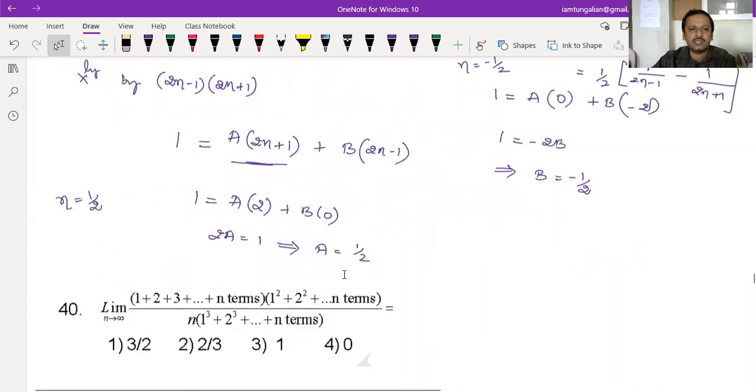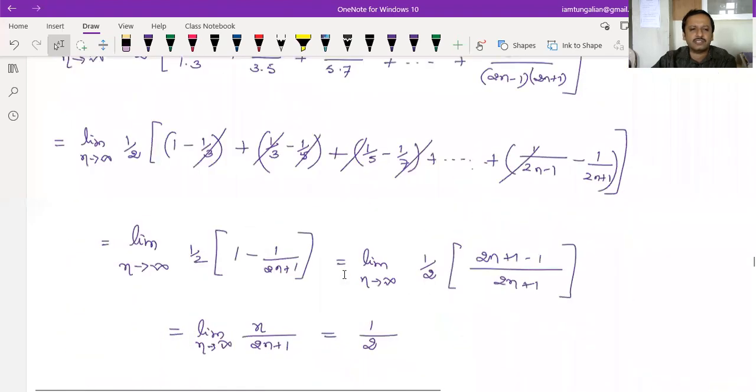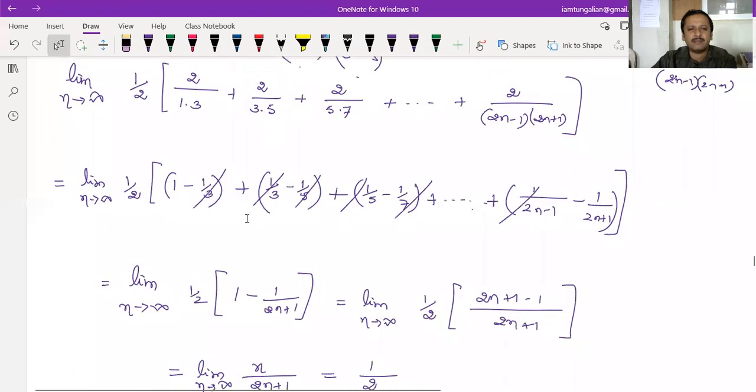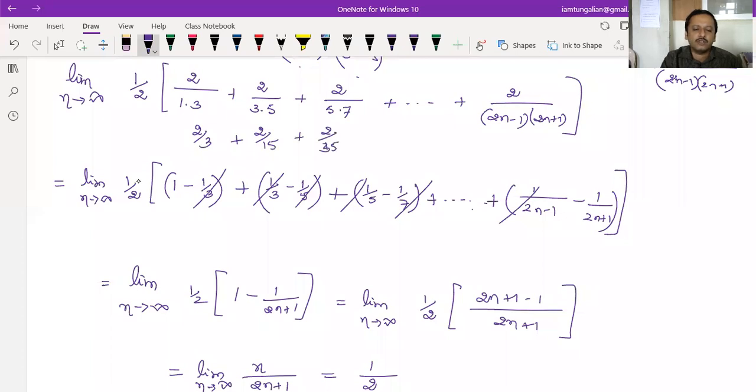Okay. Next doubt is 38th question, second step. Multiply and divide by 2. So here you have 2 by 3, here you have 2 by 15, here you have 2 by 35, etc. I'm writing 2 by 3 as 1 minus 1 by 3. Writing 2 by 15 as 1 by 3 minus 1 by 15.